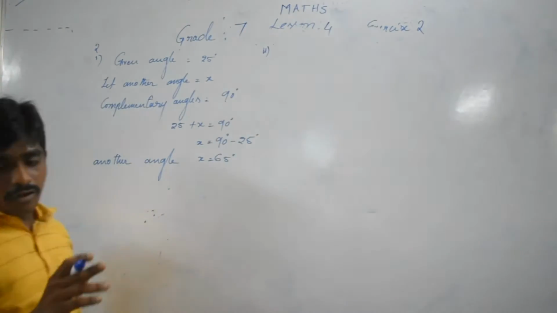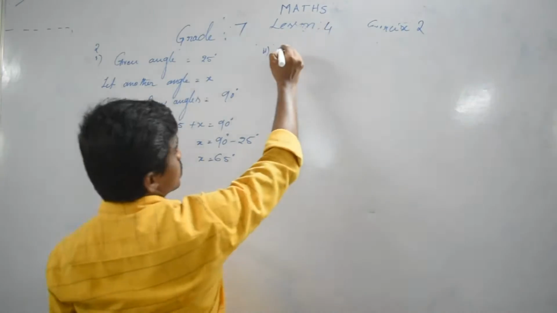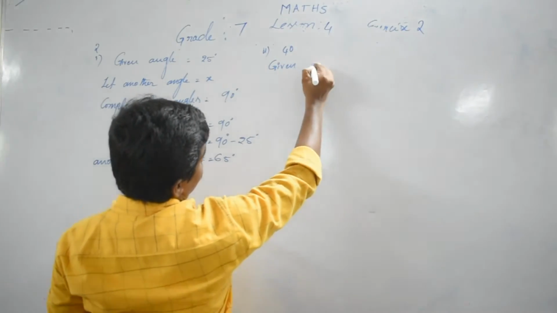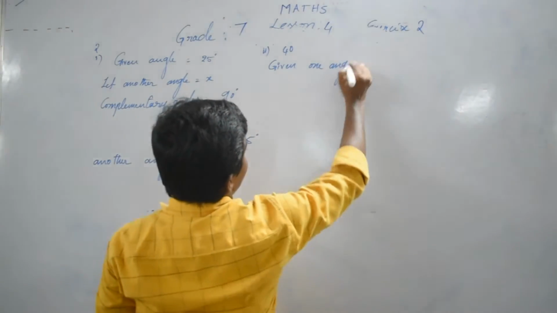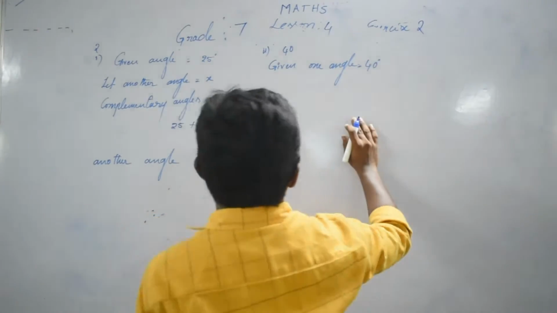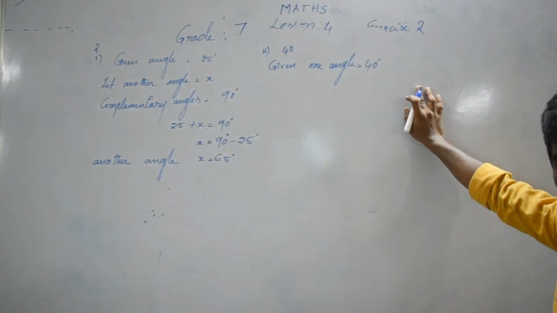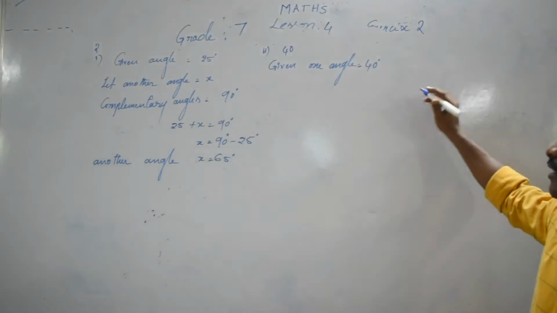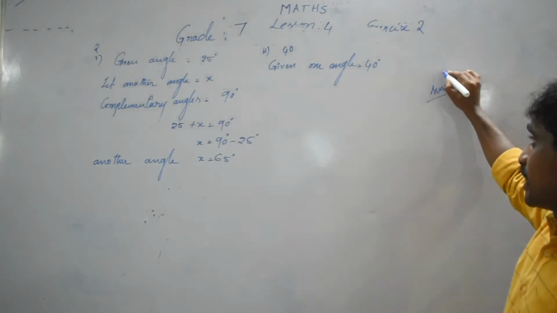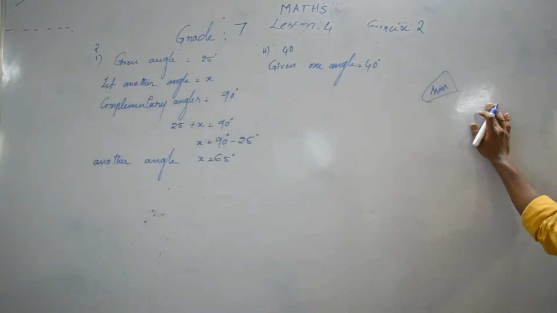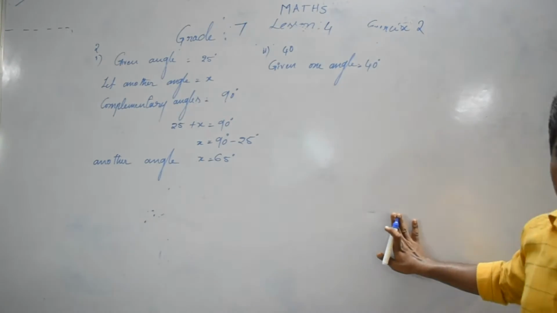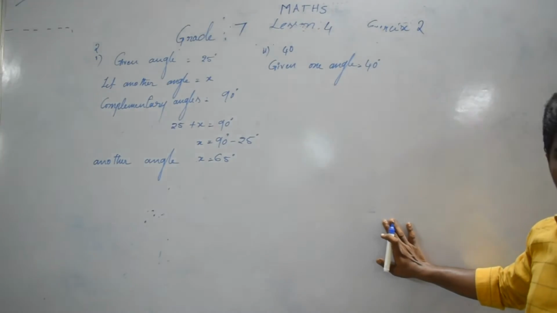Next one. Clear? Do you understand? Next one, 40 degrees. So given one angle is 40 degrees. So what are complementary angles? Two angles, sum of the two angles. Sum means addition. So sum of the two angles, meaning adding two angles, is equal to 90 degrees. Those angles are called complementary angles.